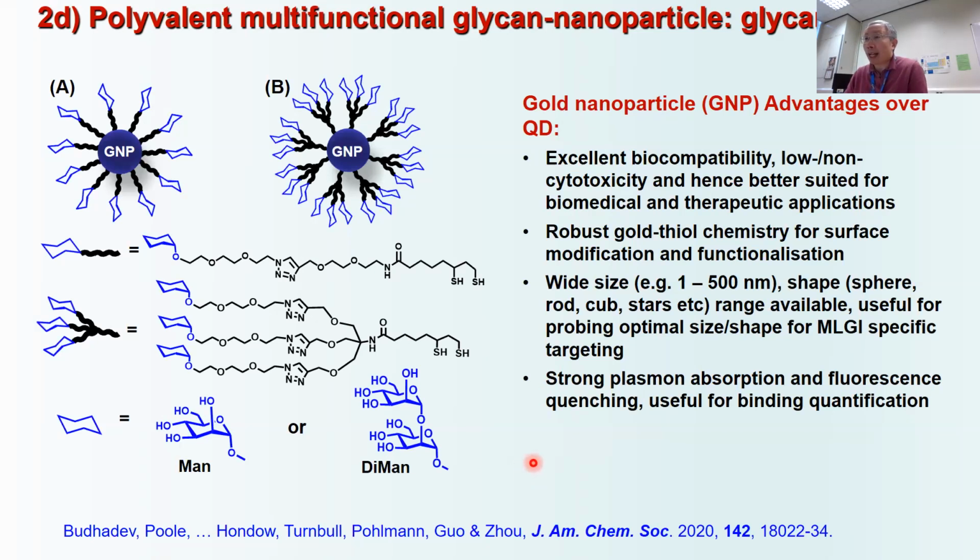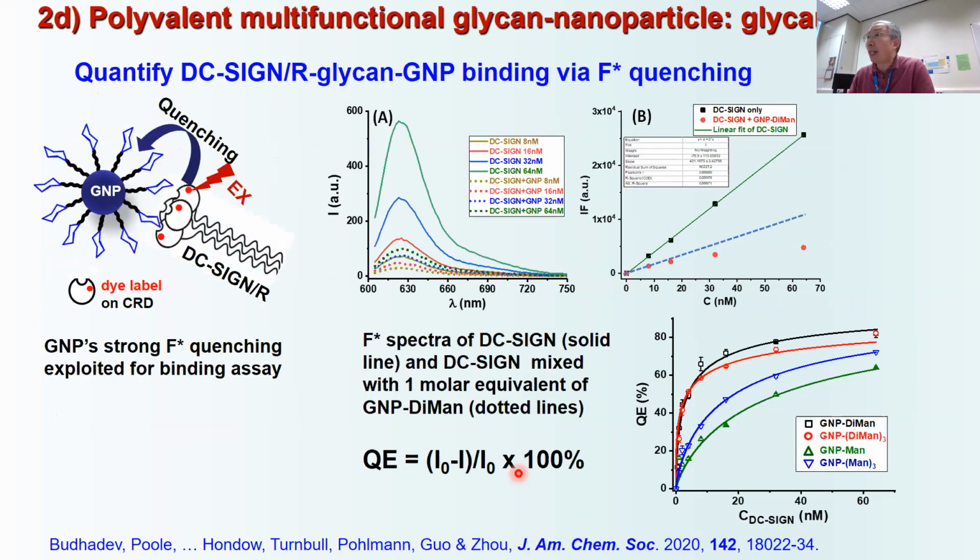Because quantum dots contain cadmium, they are not really that biocompatible if we want to use them for biomedical applications. So here we changed the scaffold to a gold nanoparticle to make them more biocompatible. Gold nanoparticles can also have a much wider size and shape range, which allows us to further probe how shape and size affect the binding. And they also have strong fluorescence quenching. We can use them to monitor the binding affinity using gold nanoparticle-based fluorescence quenching.